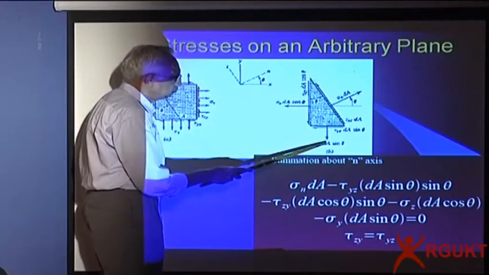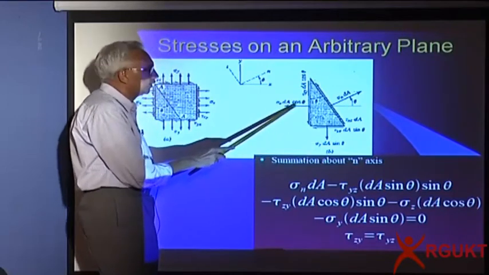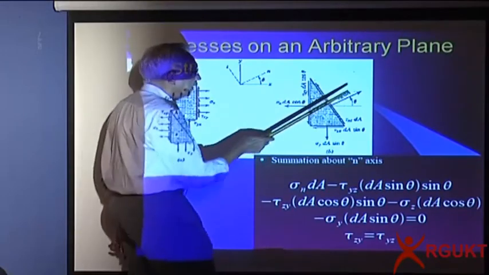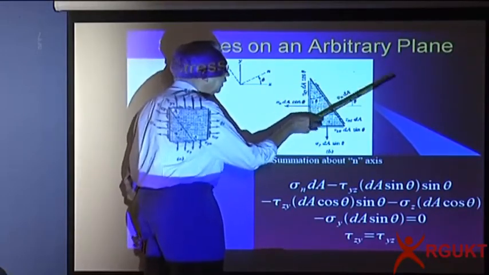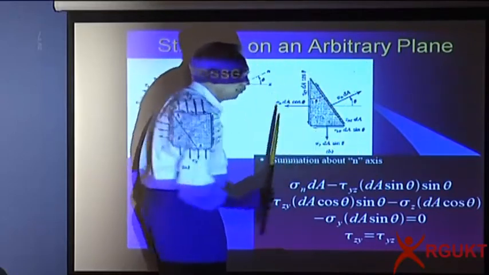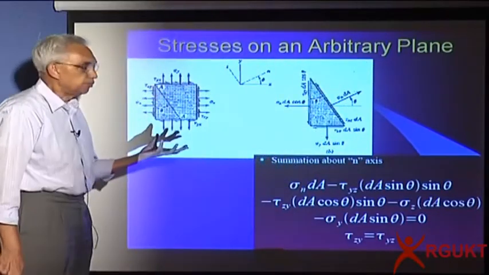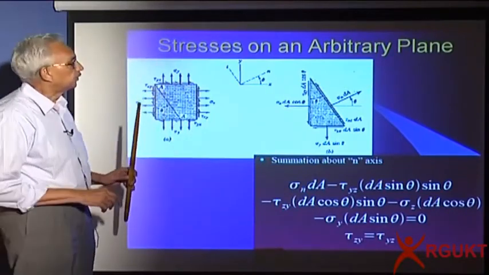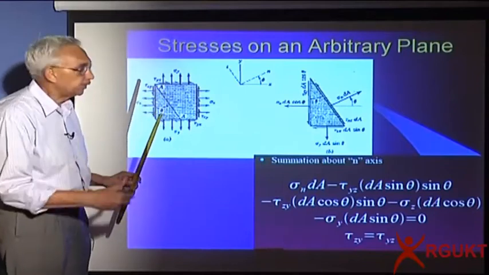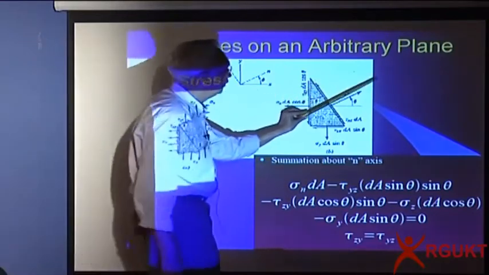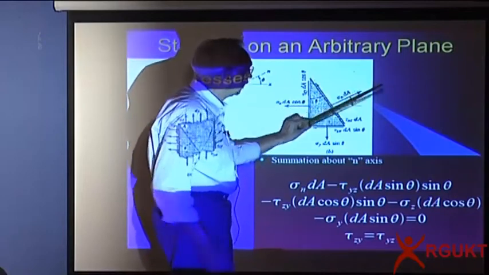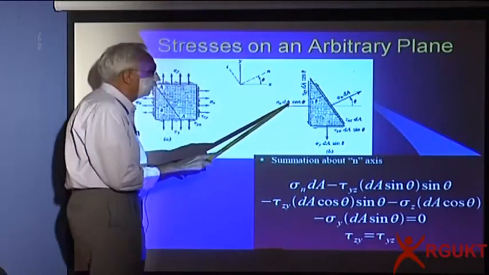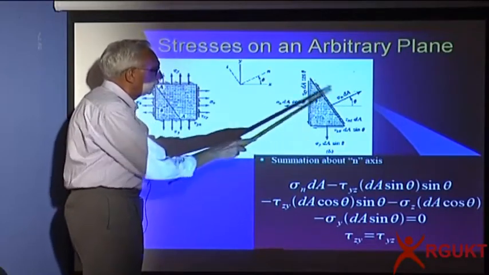So we have x face sigma x, y face sigma y, and of course the shear stresses. And here I have the normal stress sigma n and the shear stress tau n. How do I write the equilibrium equation? The best thing we would do would be to resolve all the forces in the normal direction and in the tangential direction. If I do this, I'll have sigma normal into the area of this element, and find out the components of forces in the same direction.